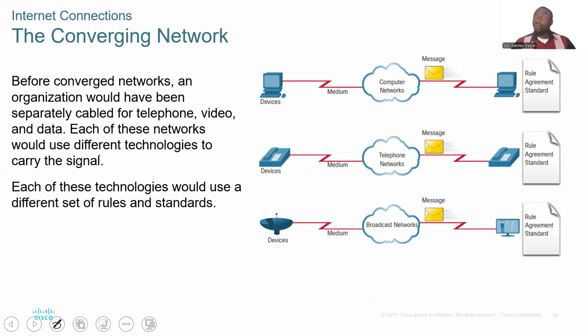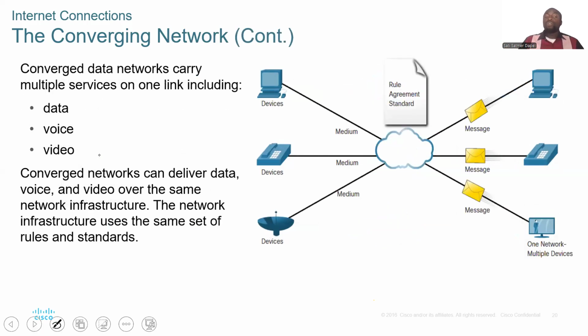And if you want to browse the internet, maybe you need to go to a cafe. So you see, each one of them is different. So before converged networks, an organization would have been separately cabled for telephone, video, and data. And each of these networks would use different technologies to carry signals. Each of these technologies will use a different set of rules and standards in order to carry that. So that was what was going on until we have what we call a converged network.